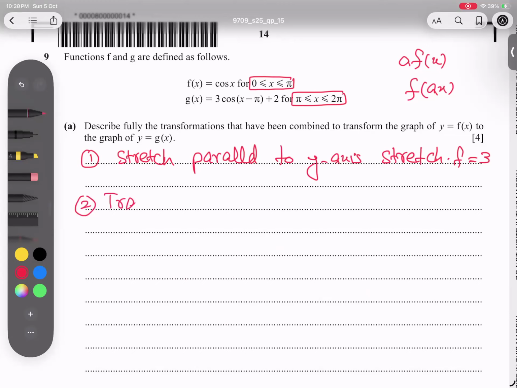Translation by column vector is pi and 2. Make sure this negative is part of the formula.